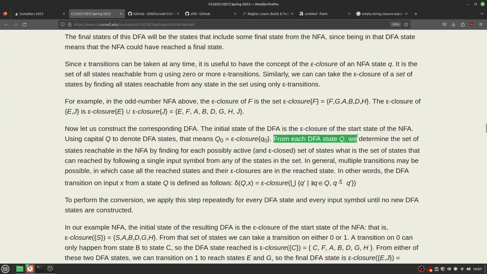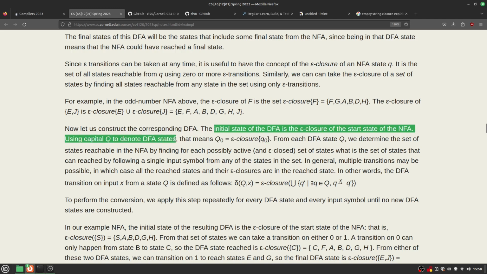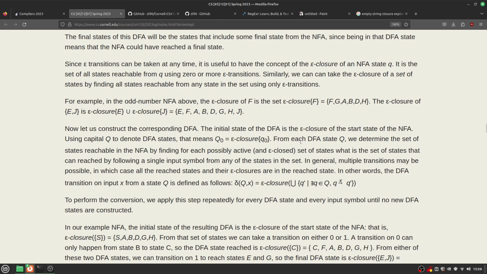From each DFA state Q, determine the set of states reached in the NFA, finding for each possibly active set of states what's the set of states that can be reached by following a single input symbol from any of the states in the set.